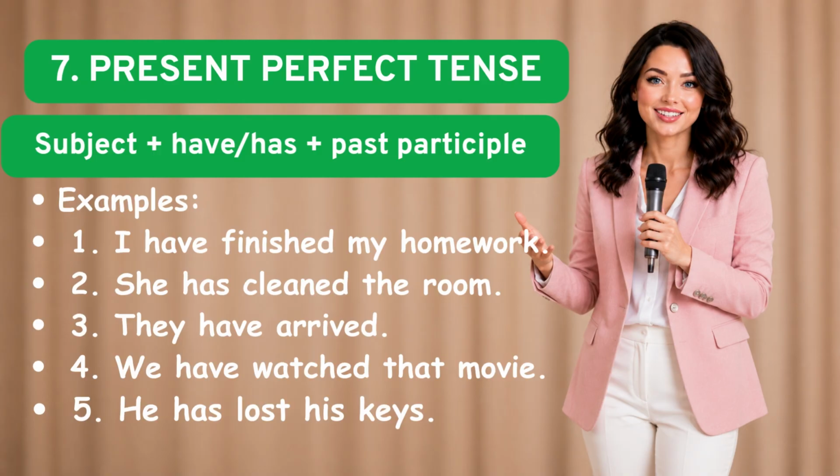Structure: subject plus have/has plus past participle. Examples: 1. I have finished my homework. 2. She has cleaned the room. 3. They have arrived. 4. We have watched that movie. 5. He has lost his keys.